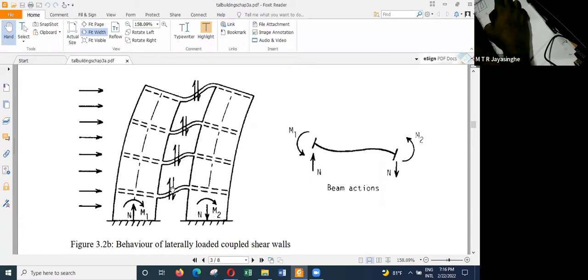So because of that reason, if the bending moments are relatively small compared to the individual situation, then you will find the deflection of the wall also should be low. So we will end up with a much lower deflection of the coupled shear wall. So the deflection can be sometimes 50%, 60%, 70% lower than the normal case.